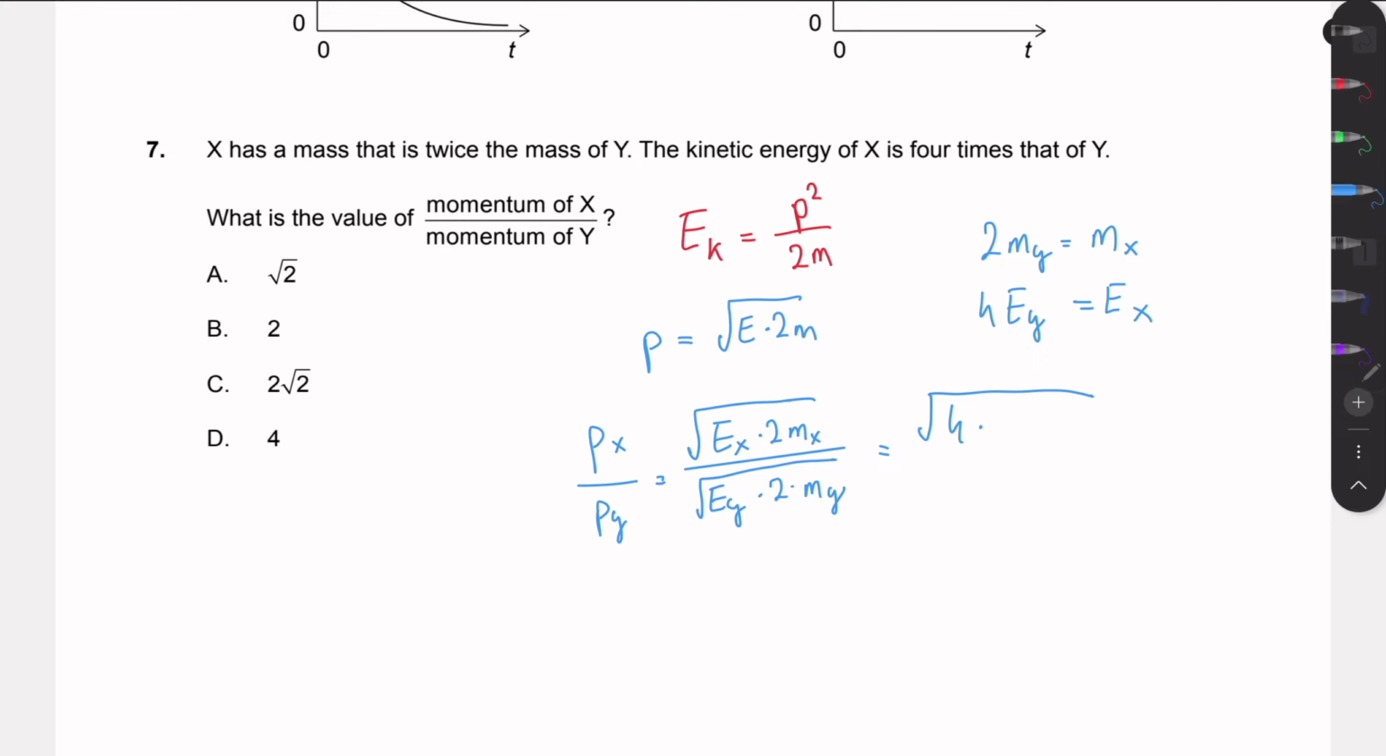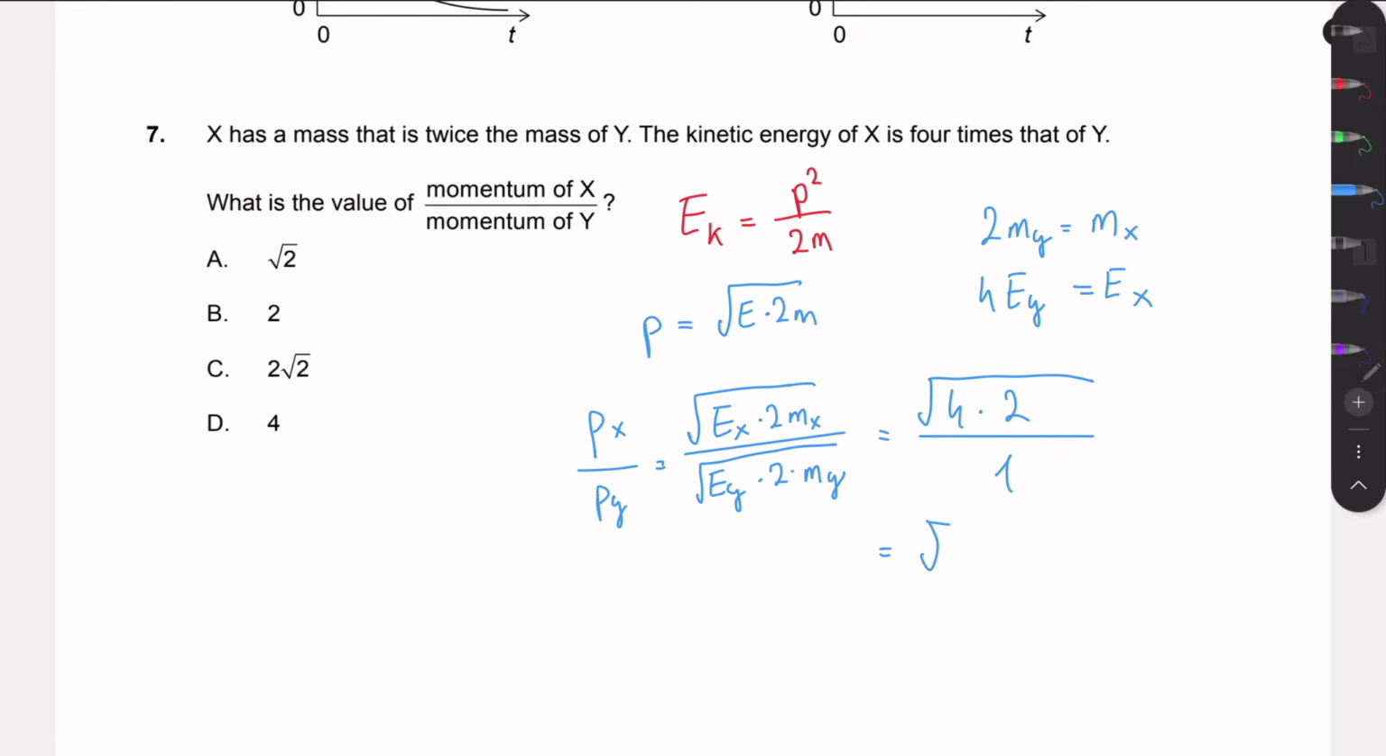So it's faster if we just write the numbers here now, and then the mass is twice that. And on the bottom we are just left with 1, as that's already EY and MY. And then this is root 8, which we can also write as root of 4 times 2, and 4 is just 2 squared, so this is just the square root of 2 squared times root 2, and that's just 2 times root 2. So C.